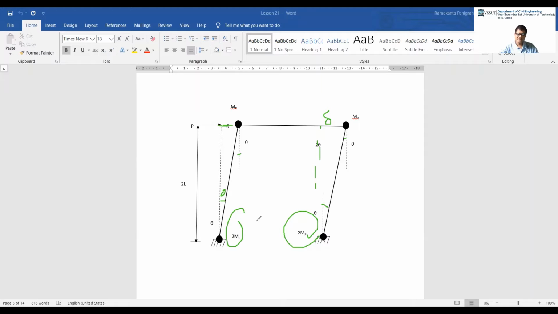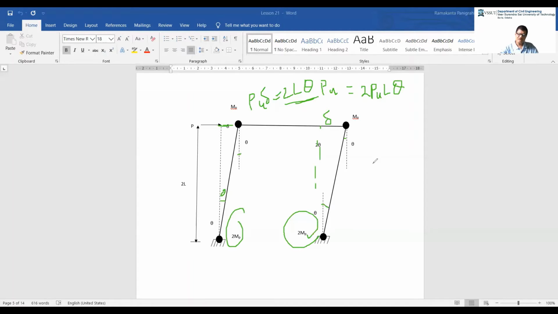Now, the hinges will be at the fixed ends, and the beam has nothing to do here. It is only the columns. Now, what is the work done? P into delta. So P into delta, delta is equal to 2L into theta. So P into delta will be your moment, or work done. So this is 2PL theta.